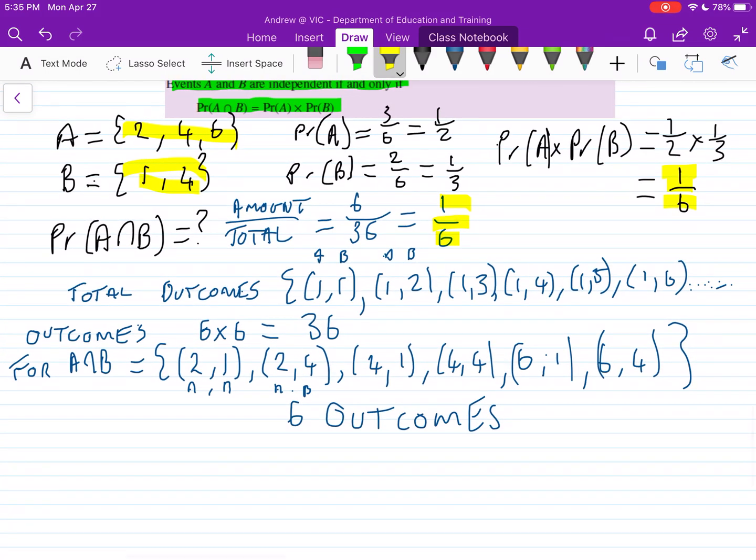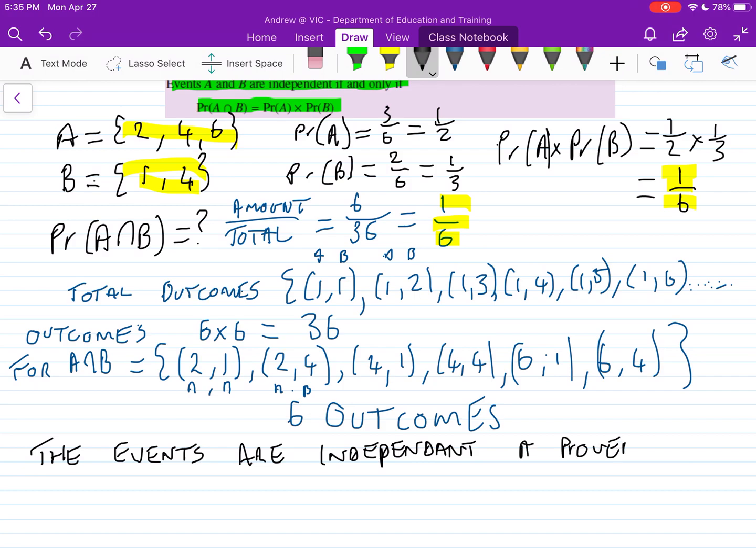Just make sure you write a little statement that the events are independent: as we proved, the probability of A intersection B is equal to the probability of A times the probability of B. It's always good to show a little statement of what you've done as well.